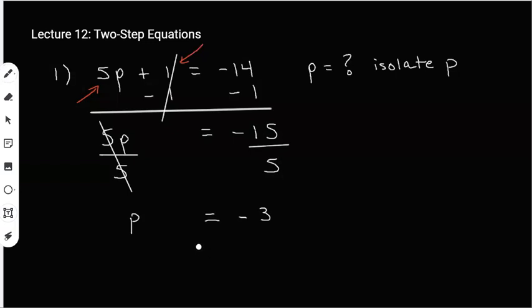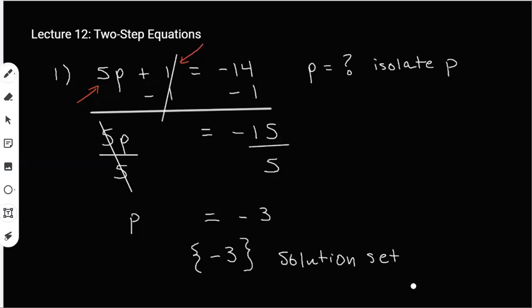So what I'm going to do with this negative 3 is put it inside of a solution set. So we only put the answers inside of the solution set. So I'll write beside that solution set. Okay, so now we know what the answer is.